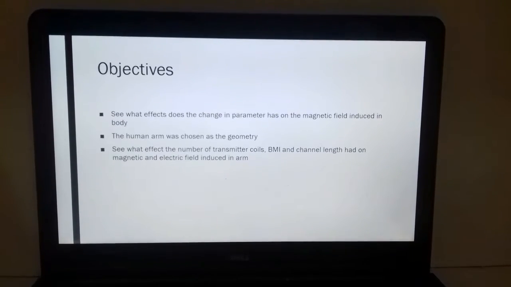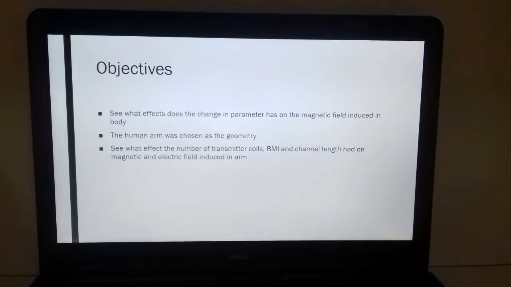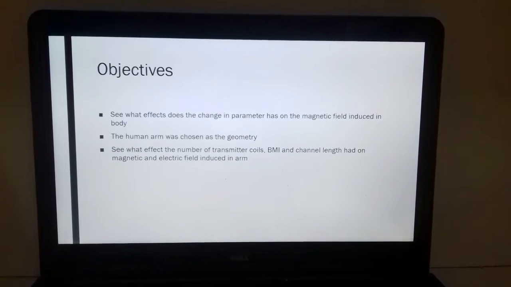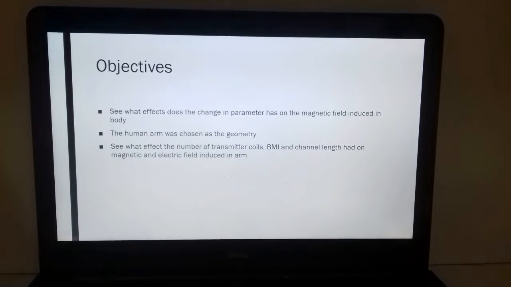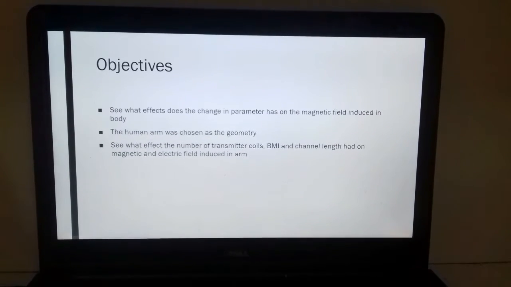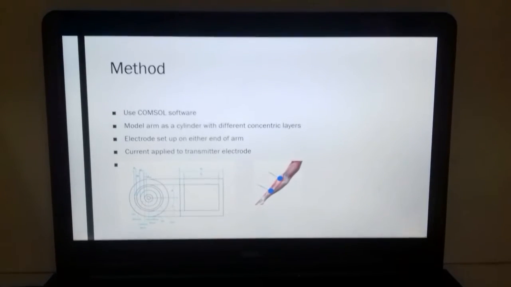Right, so for our project, we needed to see what effect changes in parameters had on this MHBC model, right? For this project, the human arm was chosen as the geometry, and we wanted to see the effect of changing the number of transmitter coils, electrodes, and what change the body mass index and the length of the channel have on the electric and the magnetic fields.